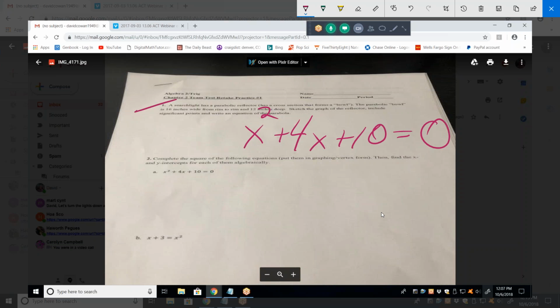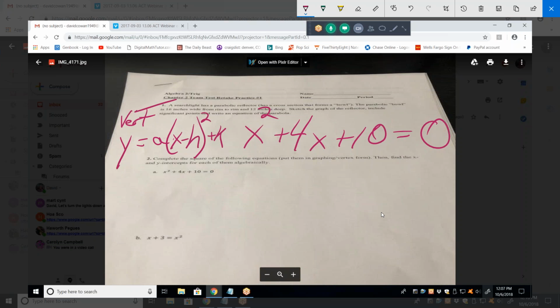All right, it says complete the square of the following equations and put them in vertex format. What is vertex format again? Is that just y equals a(x minus h) squared plus k? Yeah, you got it. It's called vertex format because the h and the k are the vertex.